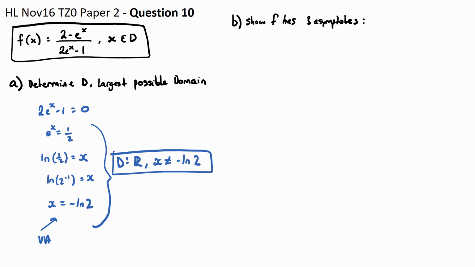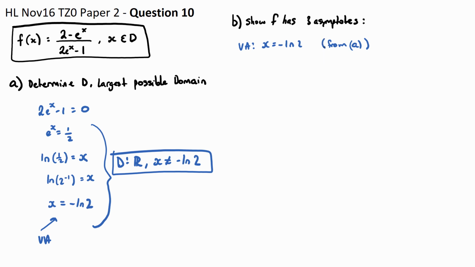Part B. Show that the graph of f has three asymptotes and state their equations. Okay, so we know that the vertical asymptote from part A occurs when x equals negative ln2. This is from part A, and we found that just by letting the denominator equal 0.